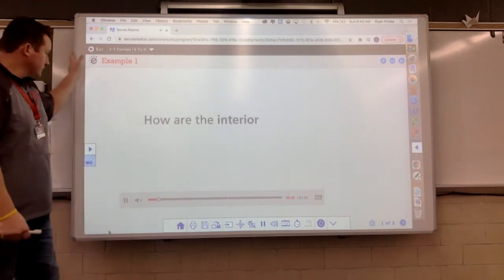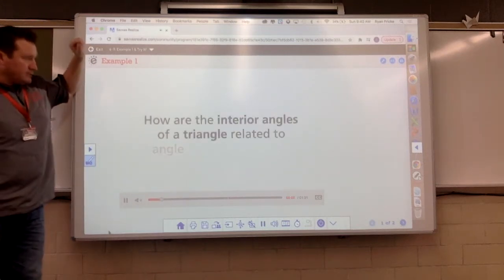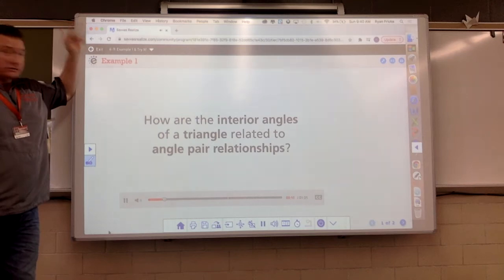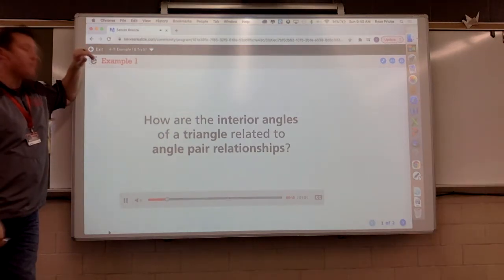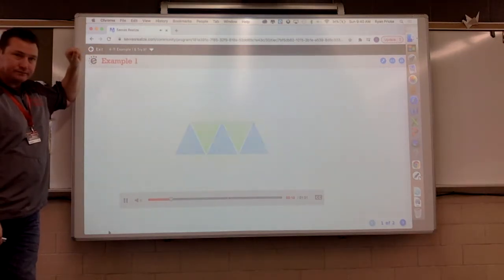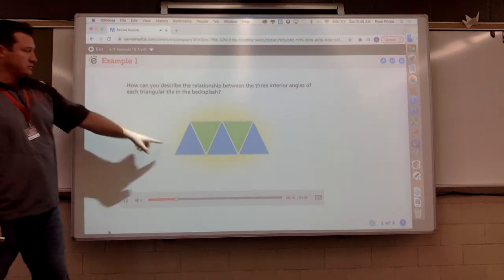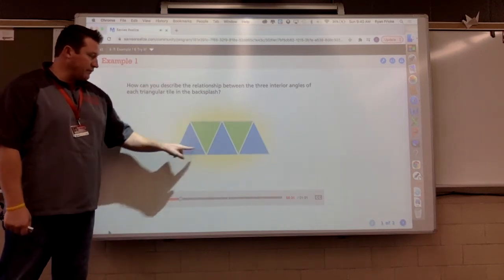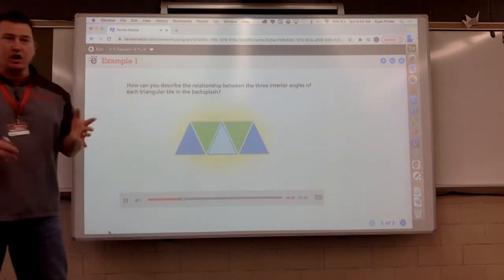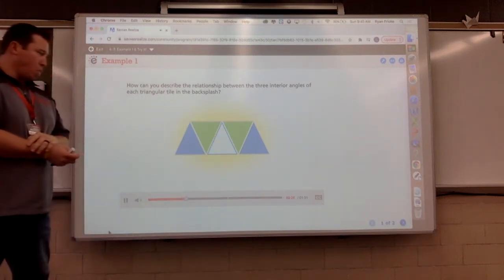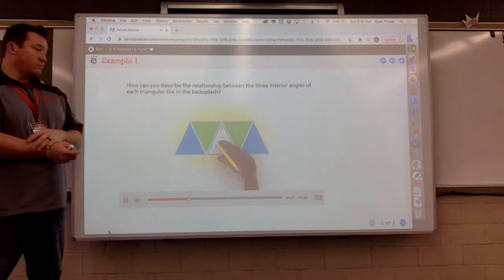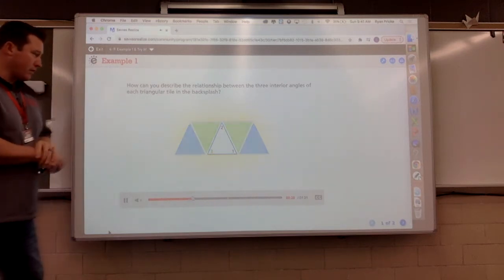How are the interior angles of a triangle related to angle pair relationships? I don't know. Think about this question during the lesson. How can you describe the relationship between the three interior angles of each triangular tile in the backsplash? Let's look at one tile. We'll number the angles 1, 2, and 3. That seems like a good idea.